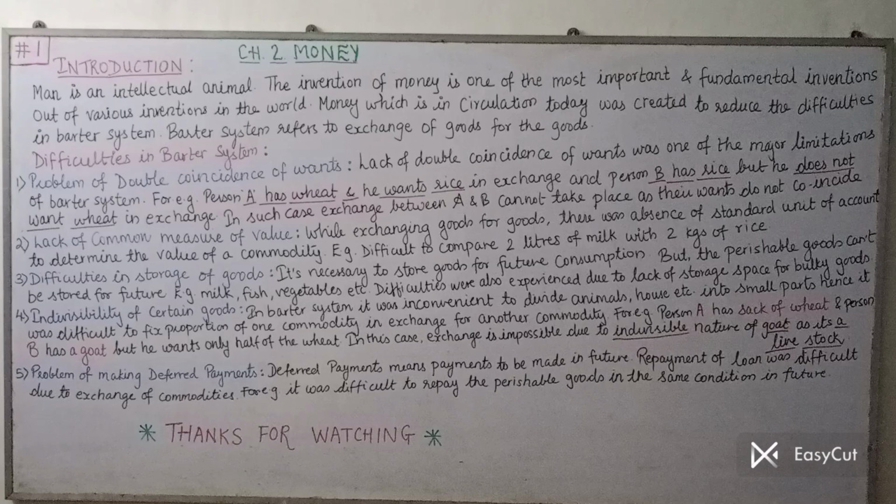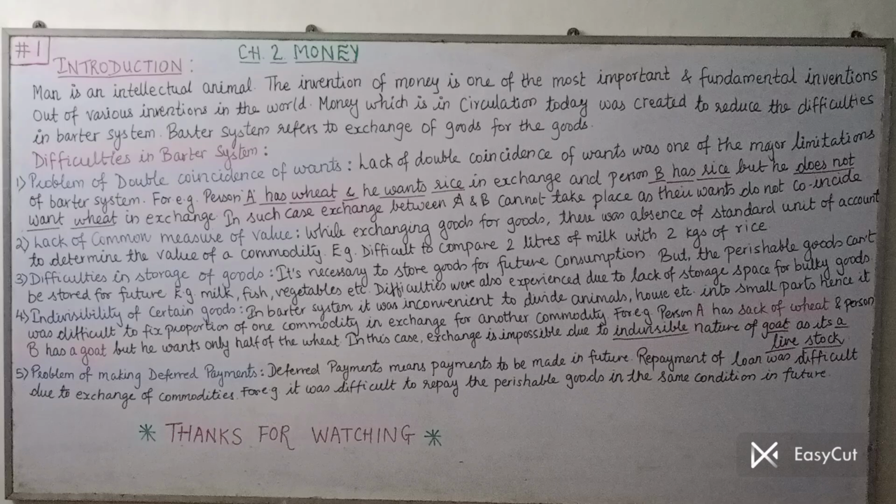Then point number two, second difficulty, lack of common measure of value. See, what does it mean? Nowadays what happens is any commodity you take, we can state it in terms of money value. In India we state it in terms of rupees. But earlier it was not so. There was no standard unit of measurement, no standard unit of account. So while exchanging goods for goods, there was absence of a standard unit of account to determine the value of a commodity. For example, it was very difficult to compare 2 liters of milk with 2 kilograms of rice.